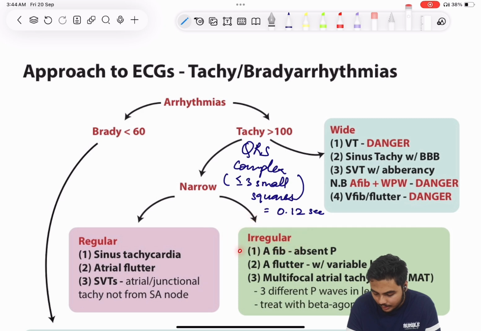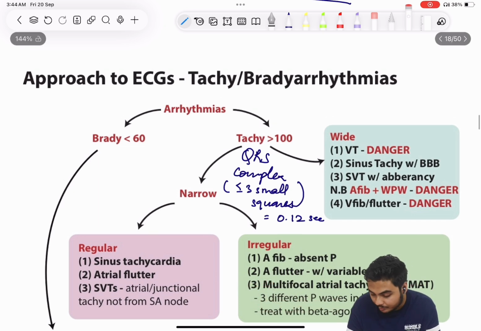Then the differentials were either AFib if there was absent P waves, and if the P waves were present and more than 3 different P wave morphologies were seen, it is multifocal atrial tachycardia, right guys?